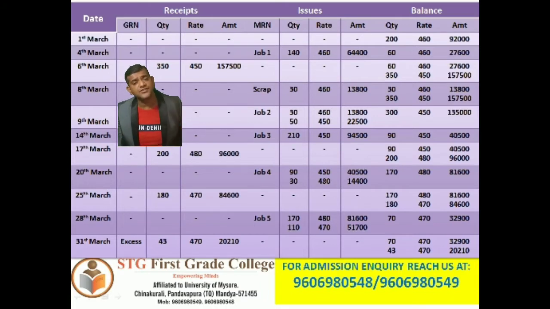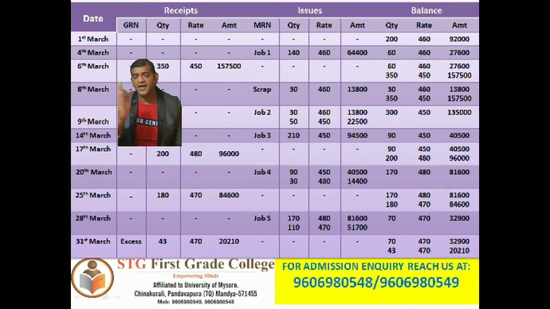So how many tons we found as scrap? 30 tons. Okay, so then 8th March under receipts column nil, that is GRN nil, quantity nil, rate nil, amount also nil. Under MRN column, scrap and quantity, how many tons is a scrap? 30 tons. So 30 at the rate 460 rupees. Why 460? We are following the first in first out pricing method.